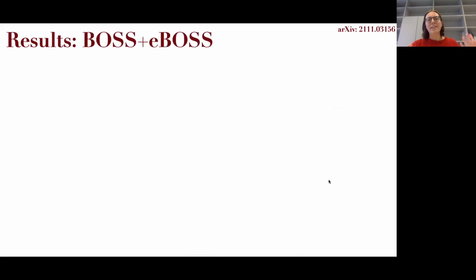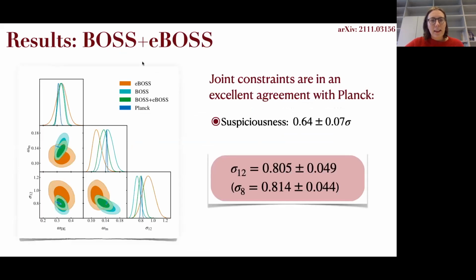Okay, and finally, we can go to the results. Let's take a look at BOSS and eBOSS on their own first. Here I'm showing the constraints for Lambda CDM, for eBOSS in brown, BOSS in blue, the combination of the two in green, and Planck in dark blue. As you can see by eye, but also with suspiciousness, the datasets are in good agreement with each other. BOSS and eBOSS agree quite well, and the combination of the two is in very good agreement with Planck, within 0.6 sigma.